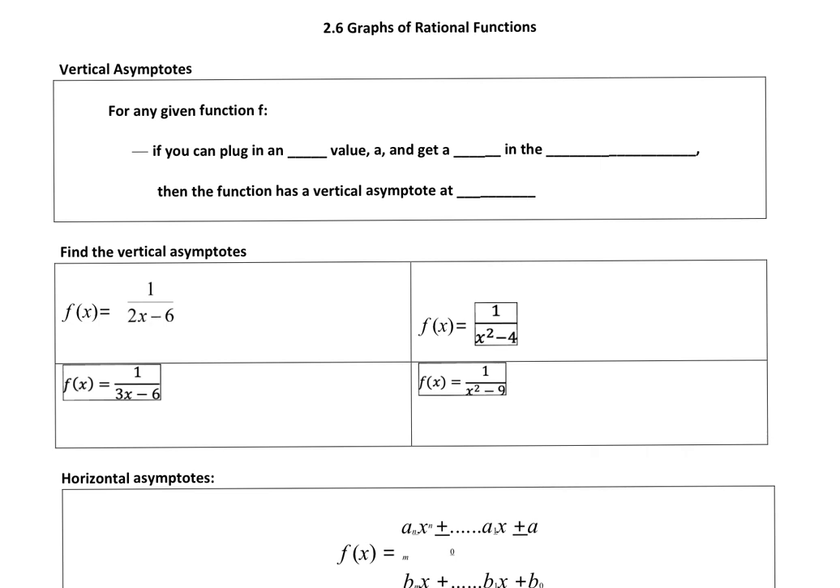Welcome to the video lesson for section 2.6, graphs of rational functions. We're going to talk about some different properties of rational functions and some features we need to be able to identify in order to graph. To begin with, let's talk about some vertical asymptotes.